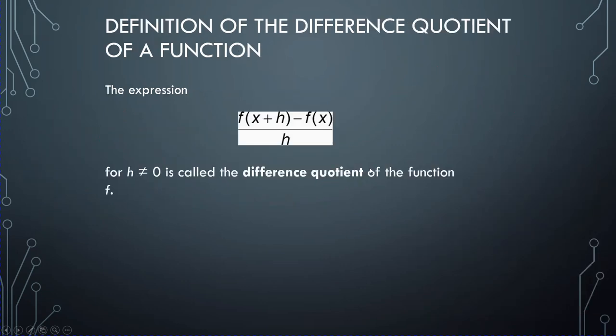Okay, let's end now talking about the difference quotient of a function. So this expression, f of x plus h minus f of x, all divided by h, and this is when h is not equal to 0, is called the difference quotient of a function. Right? And you will see this.